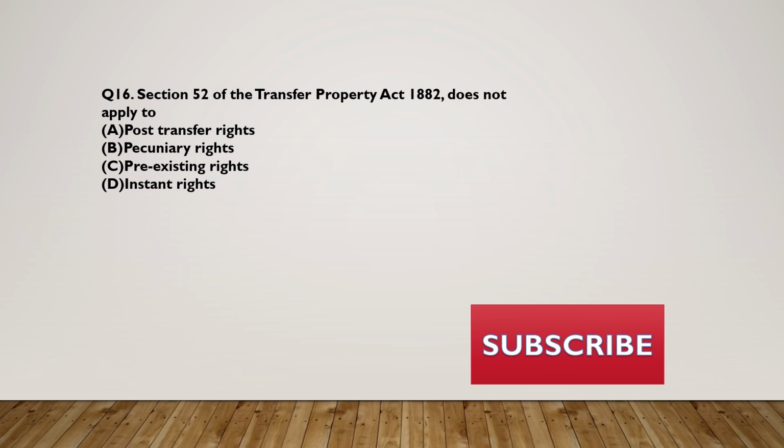Now question 6. This question says that Section 52 of the Transfer of Property Act 1882 does not apply to: option A, post-transfer rights; option B, pecuniary rights; option C, pre-existing rights; option D, instant right. So what is the correct option here? Section 52 of the TPA does not apply to pre-existing rights. Option C is the correct option. This is very much easy. Pre-existing right is the correct option.